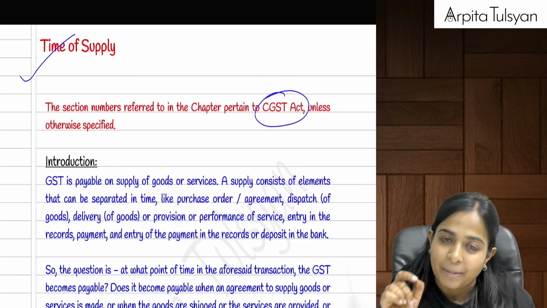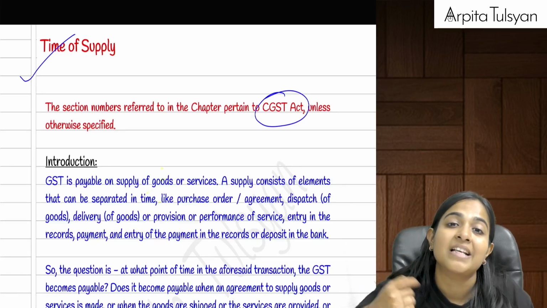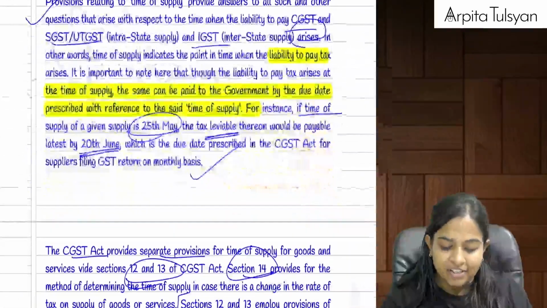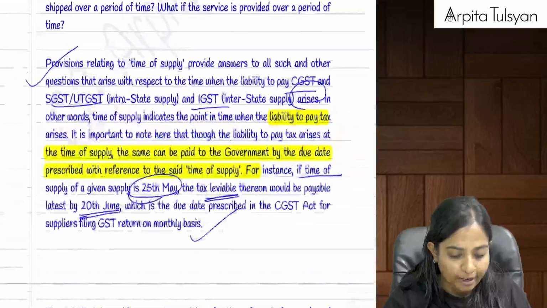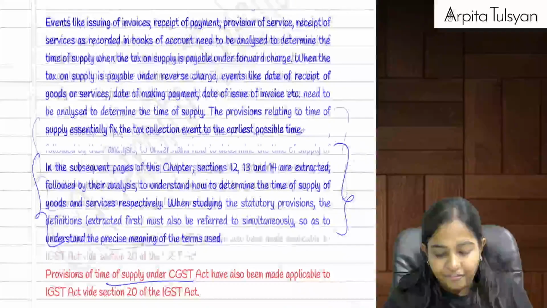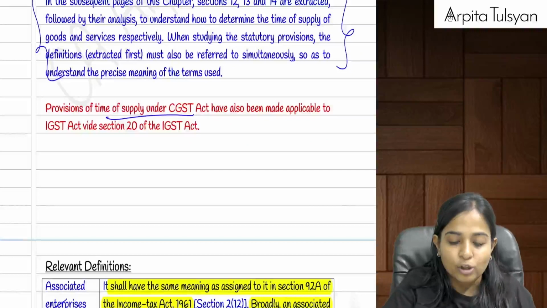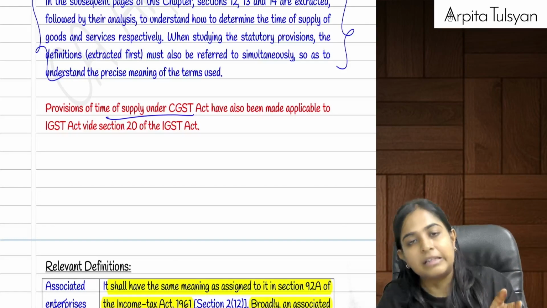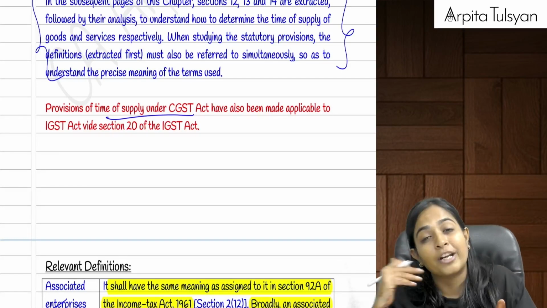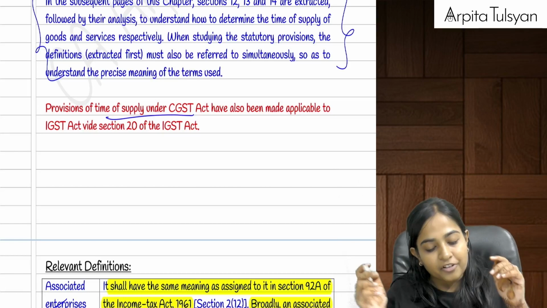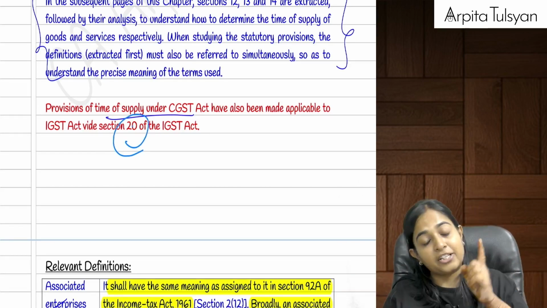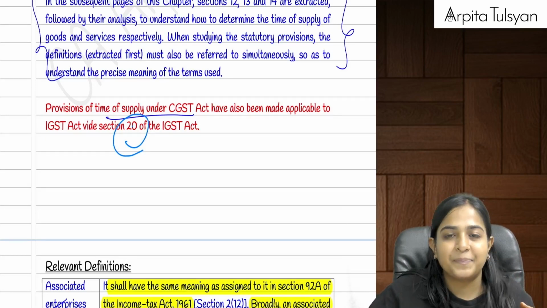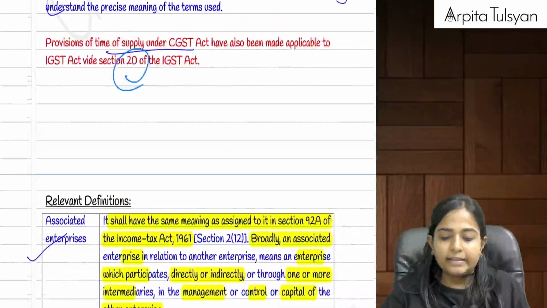But with the help of time of supply, we will just come to know when does our liability to pay the tax arise. Are you clear with this? So all these things are given here in the introduction, which is given in the book already. Now after that, let's go to one more thing. They have also given us the reference. Just like you have section number 12 and 13 in your CGST Act, corresponding provisions for interstate supply of goods and services are covered under section number 20 of the IGST Act. I hope I am very clear till here, everyone. And that was your introduction part.